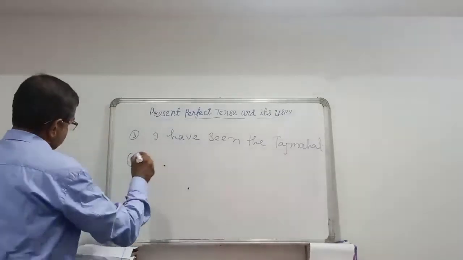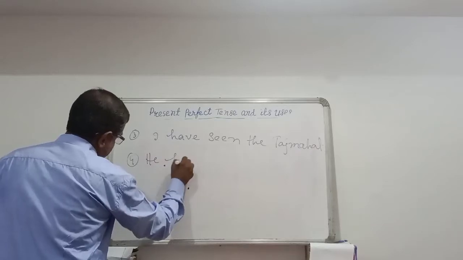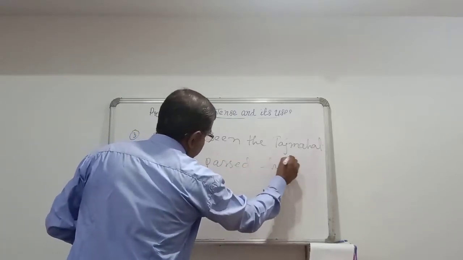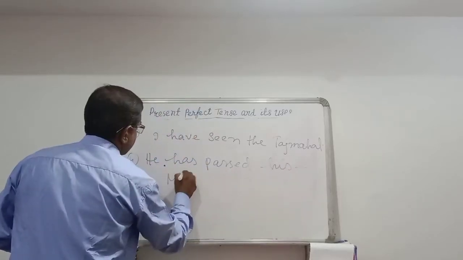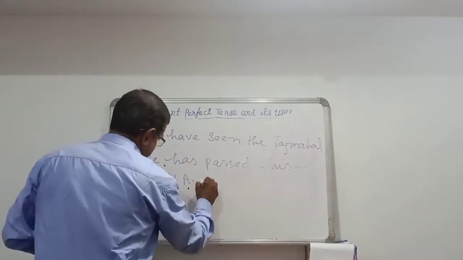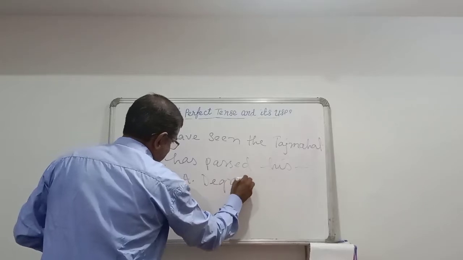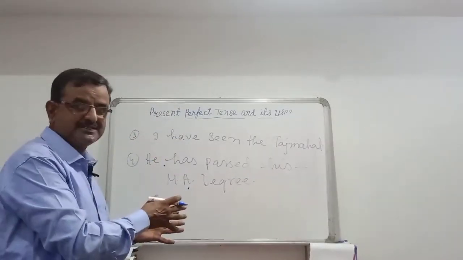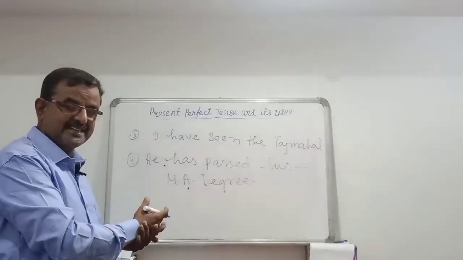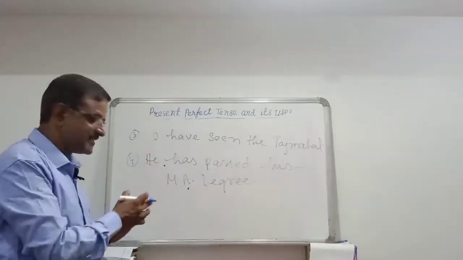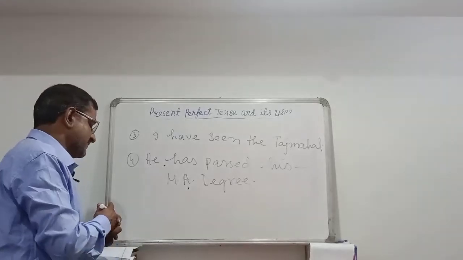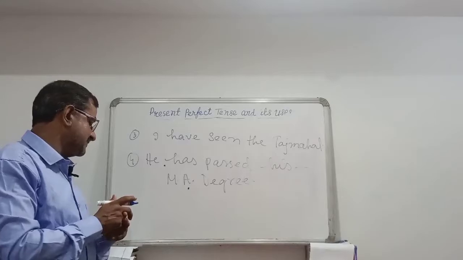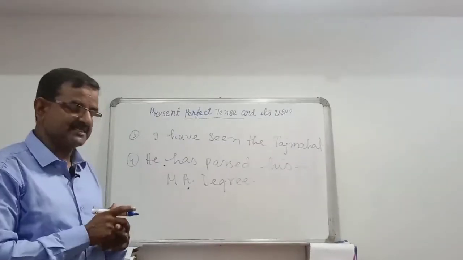He has, another example you see, he has passed his MA degree. He has passed his MA degree, and it is a past action, and it expresses in present time. The time is not mentioned here. So we can say present perfect tense is used for past action when the time is not given and not definite.